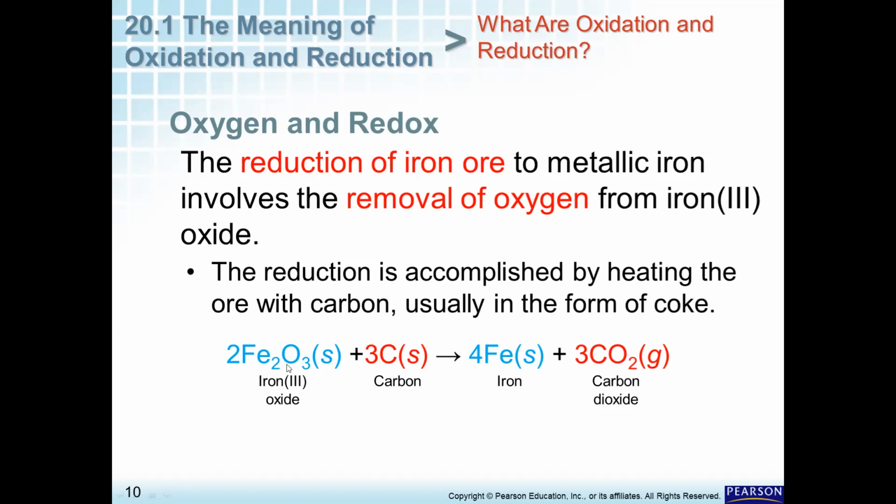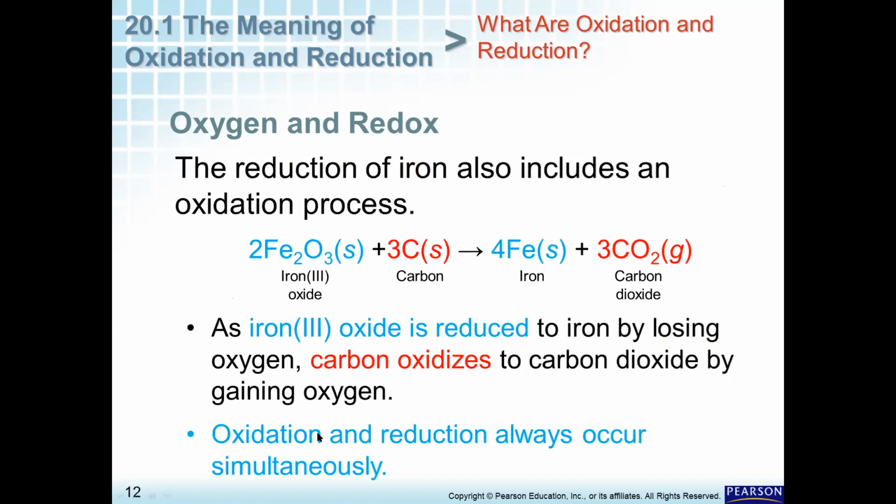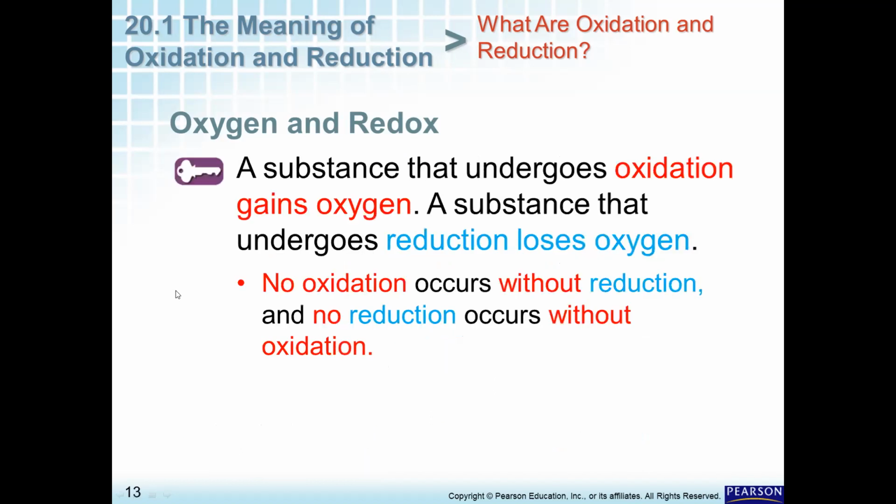So every time you have an oxidation, there must be a reduction along with that. In addition, since they are opposites, losing oxygen or gaining hydrogen is also a form of reduction. So iron oxide is reduced and the carbon is oxidized in this case. Oxidation and reduction always occur simultaneously. That is the conclusion here: whenever you have an oxidation, you must have a reduction at the same time.